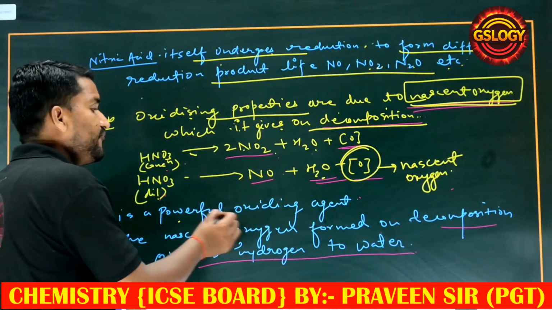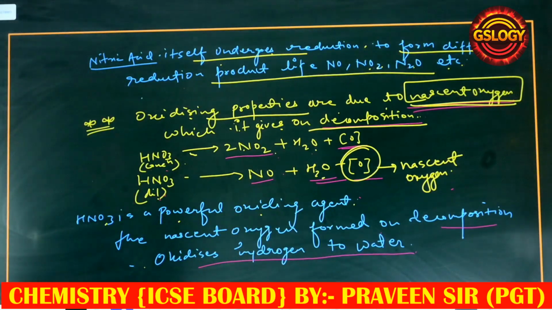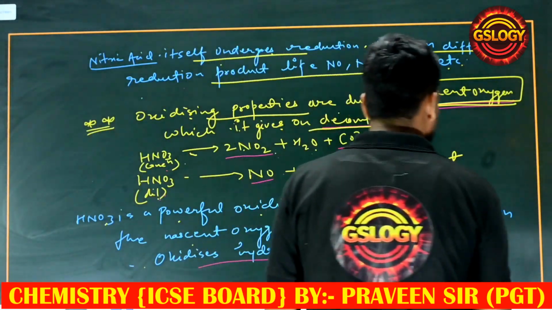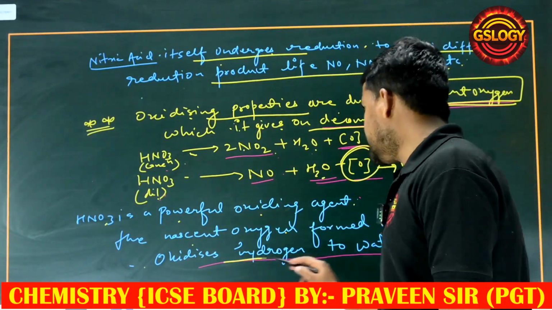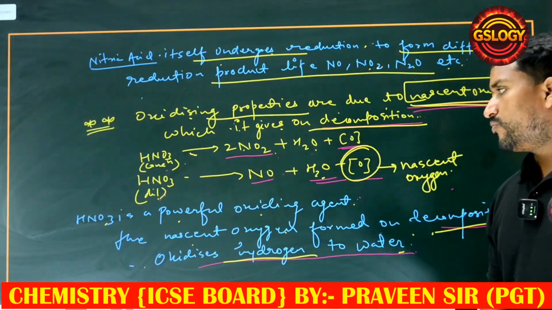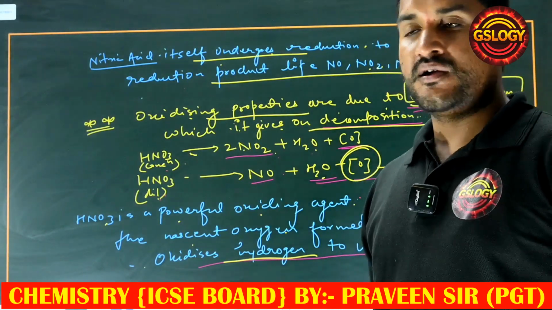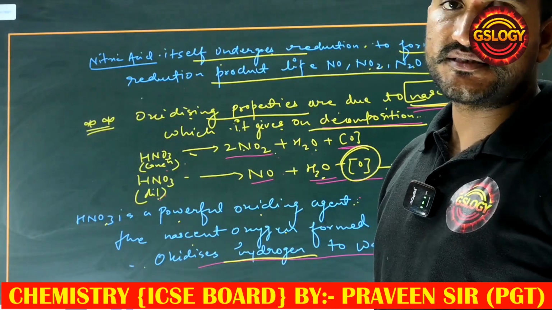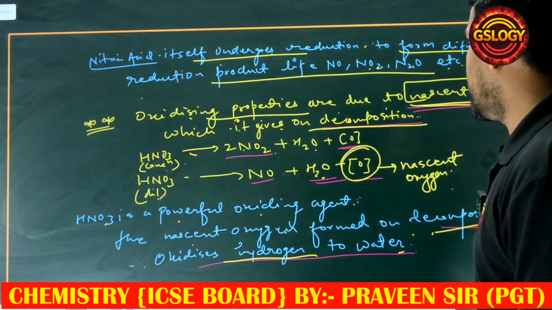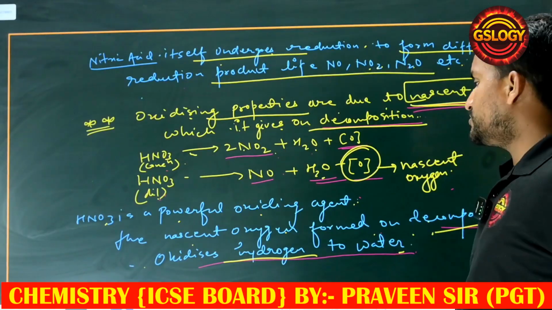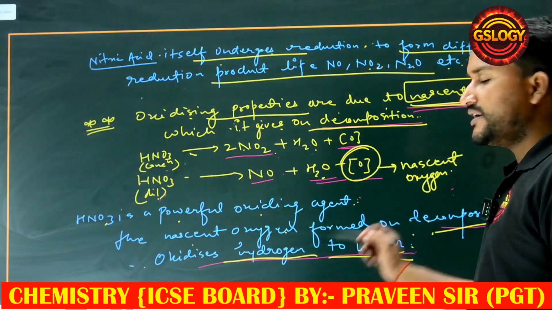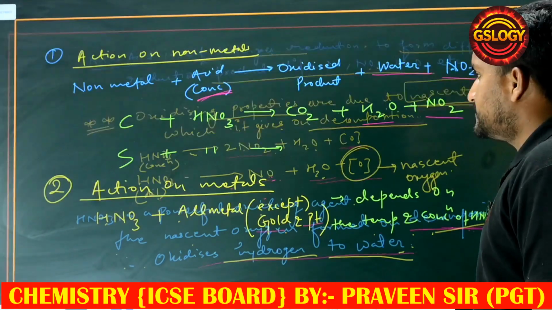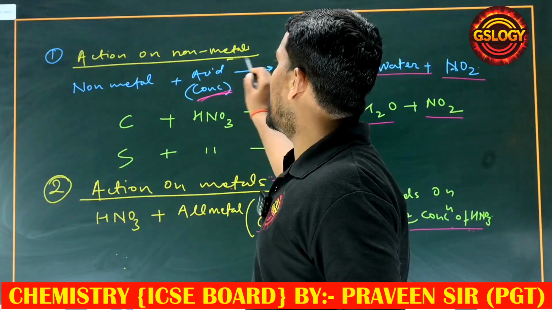HNO3 is a powerful oxidizing agent. The nascent oxygen formed on decomposition oxidizes hydrogen to form water. So nitric acid is a powerful oxidizing agent due to the presence of nascent oxygen, and the nascent oxygen formed on decomposition oxidizes hydrogen into water. Okay, so got it, everyone? Yes. Next is action on non-metals.